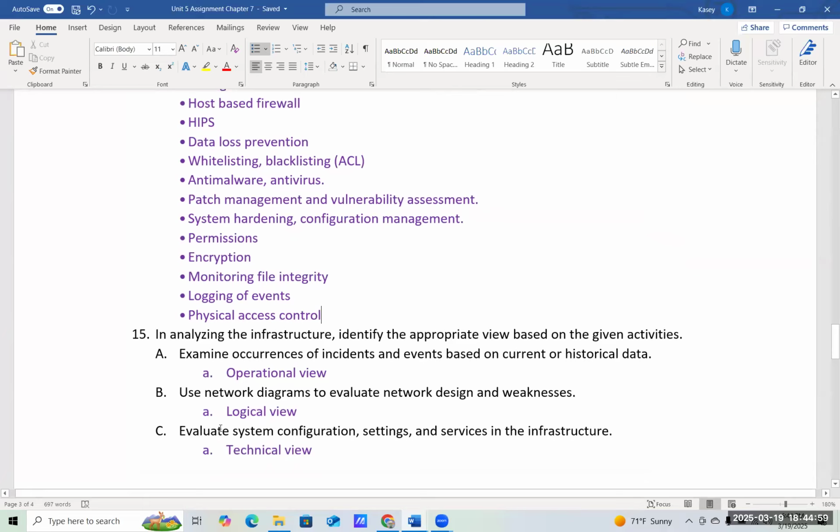And then C, evaluate the system configuration, settings, and services in the infrastructure. So if you go into your system information or your services, in Microsoft you can call up the services console or settings. And when you go in and check that, when you're doing an audit or evaluating those things, that's called the technical view. Because all of this pertains to our technical systems, right? So technical view.